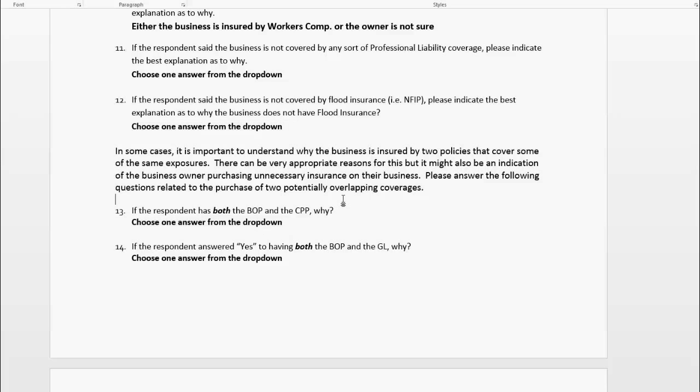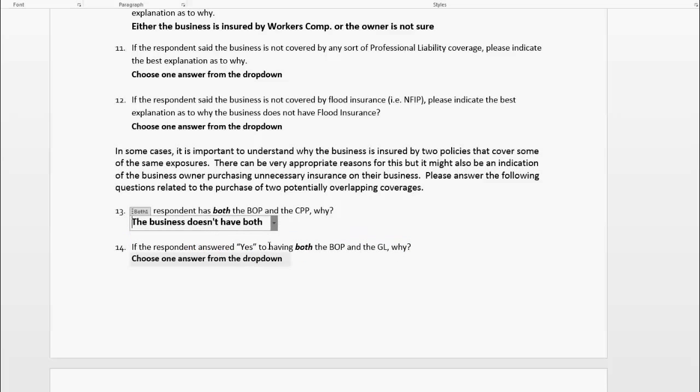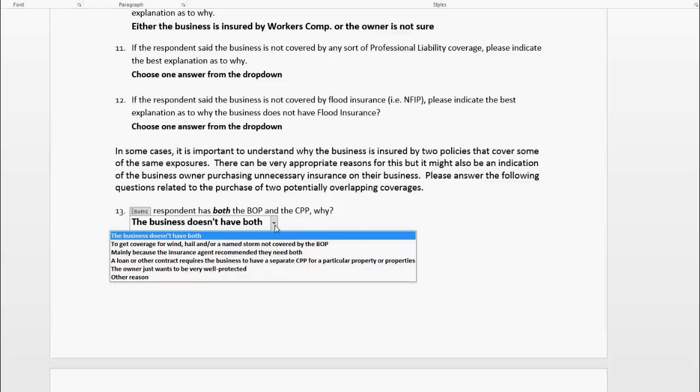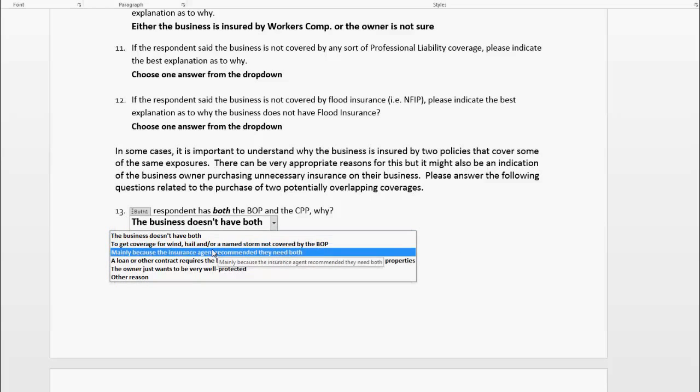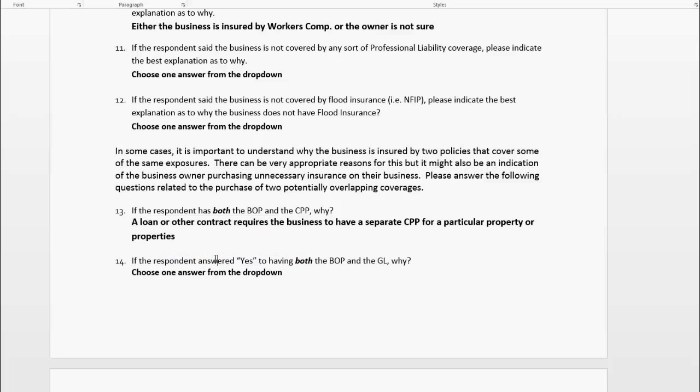Let's be clear. You're not going to even ask these questions if the business owner said no to either one of these, the BOP or the CPP. You're only going to ask the question if the business owner said yes. Otherwise, you're just going to come in here and say the business doesn't have both. But if they did have two yeses, then you're going to tell us why. Because maybe the BOP excluded wind and hail, and so they needed an additional CPP to cover just the wind and hail. Maybe a loan or contract requires the business to have a separate CPP for a particular property. So there's a few different reasons.